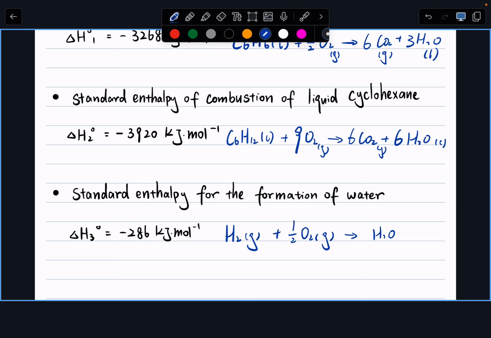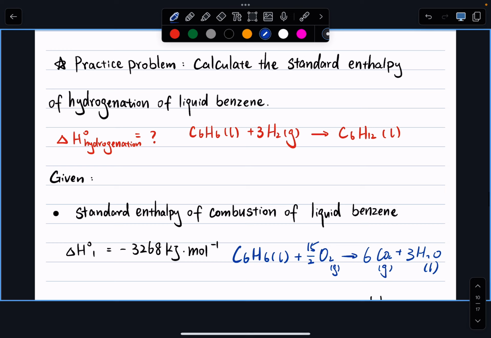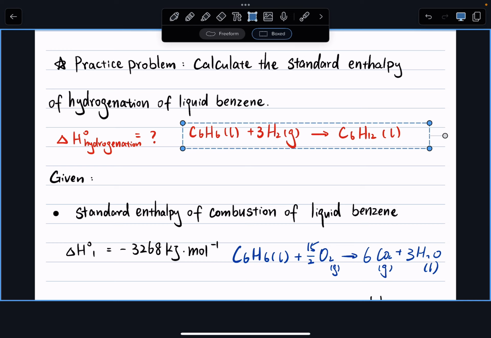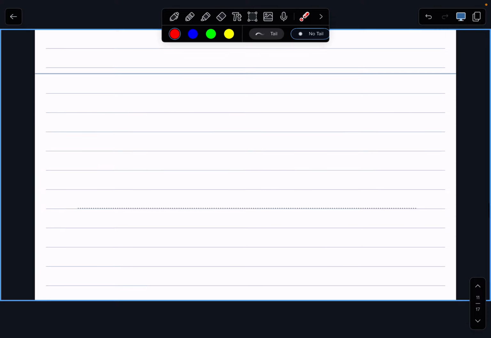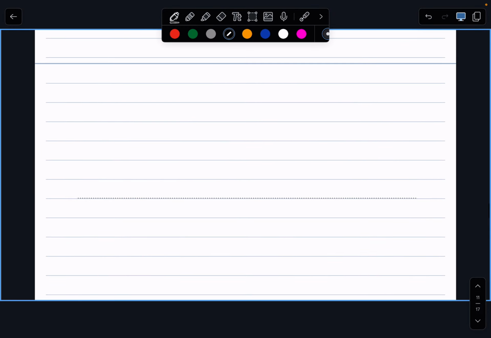All right, and in this kind of question, what we're trying to build is the overall reaction that we're looking after, which is this one. You think about how many of each reaction I want. In this case, on the left-hand side, I have C6H6. On the right-hand side, I have C6H12. So if I keep these two as 1, we use the formation of water to balance up. So in that case, what do we have? Let me write the first one.